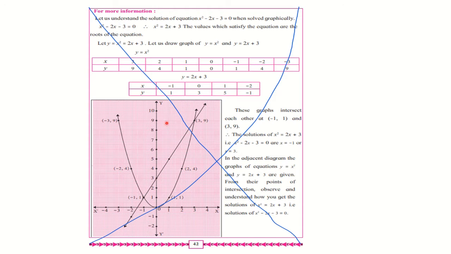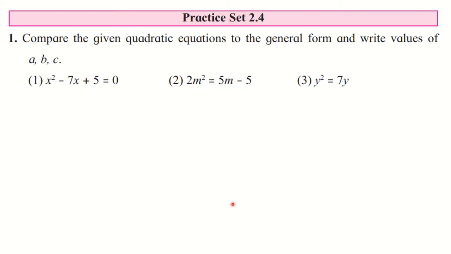Before practice set 2.4, which depends upon the formula method, extra information is provided on how we can find the solution of a quadratic equation by using a graph, but this part is omitted. So take a note of this: on page number 42 you have to omit this. Then let us go further. Now we will move towards practice set 2.4. Practice set 2.3, which is based on the completing square method, is completely omitted.